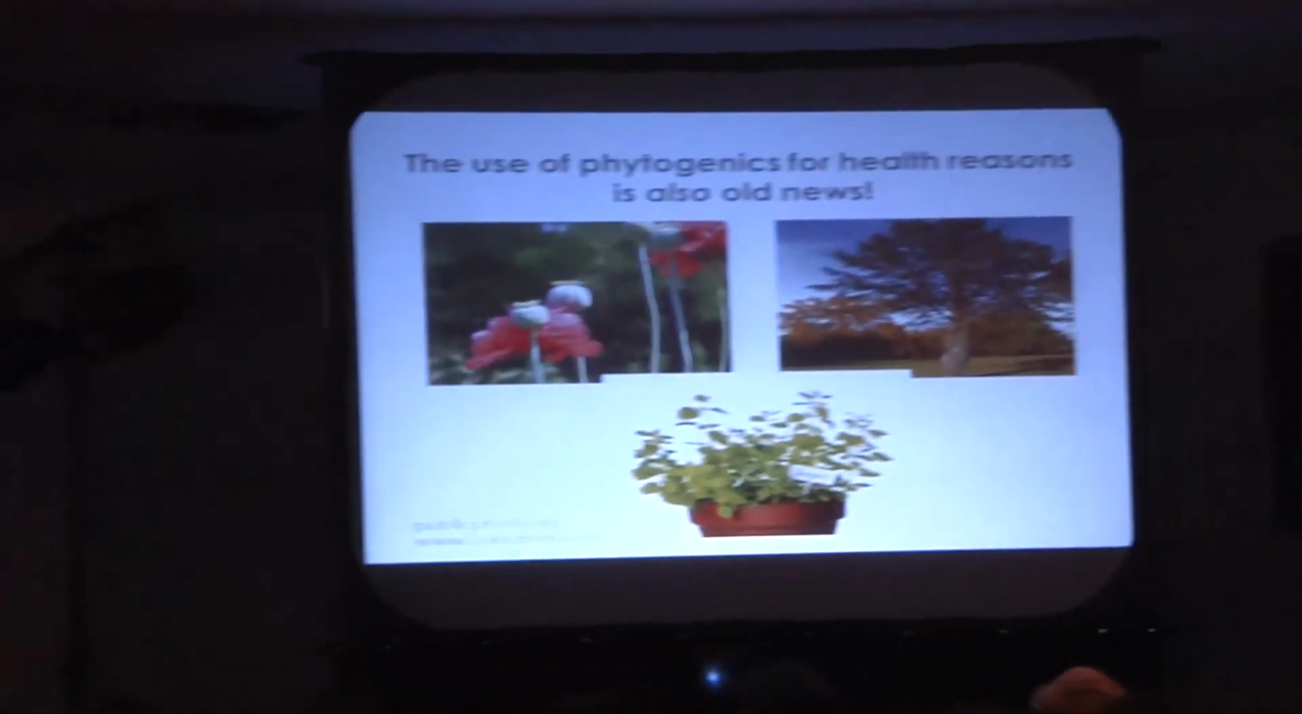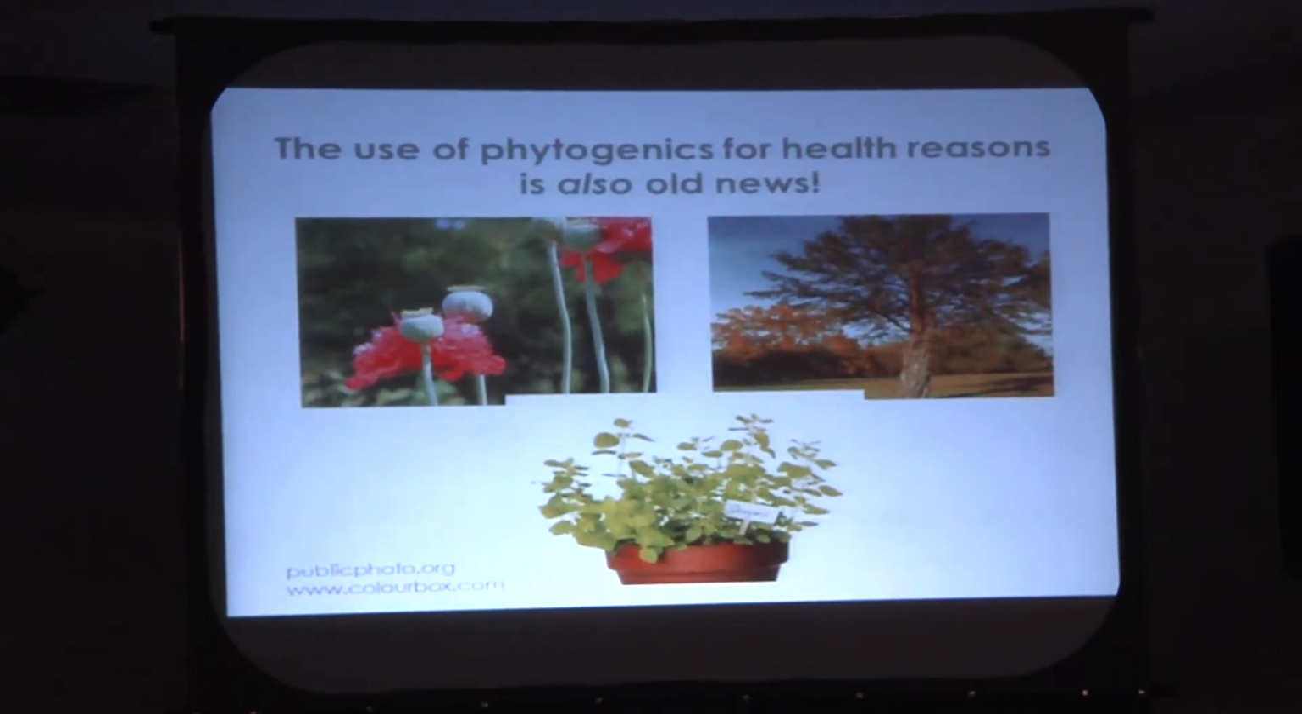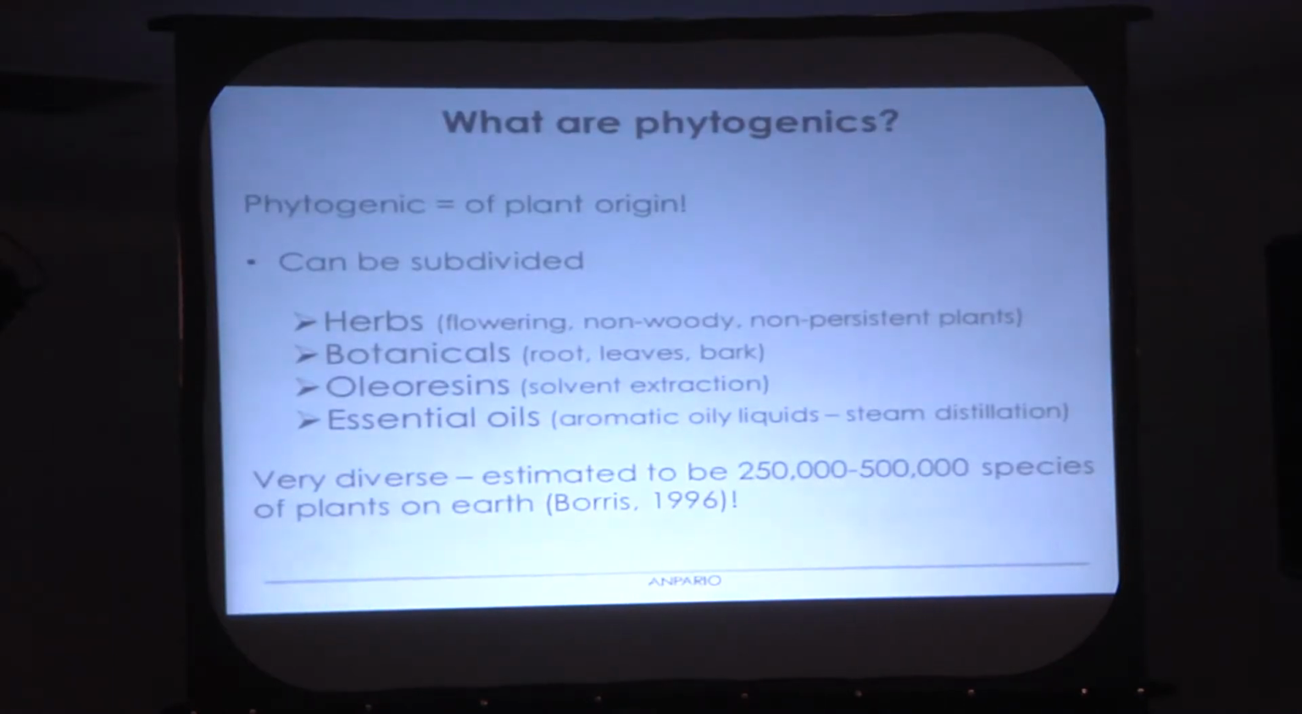But the reality is that medicine is already using powerful compounds that are derived from the natural world in terms of plants. On the screen there, you can probably recognize the poppy plant, which is where morphine, an opiate, was first isolated from. We can also see on the right-hand side a Pacific yew tree, the bark of which contains a compound that is used in the treatment of cancer. And at the bottom there, I just have oregano, because that is what I'm going to move on to talk about specifically. So what are phytogenics?